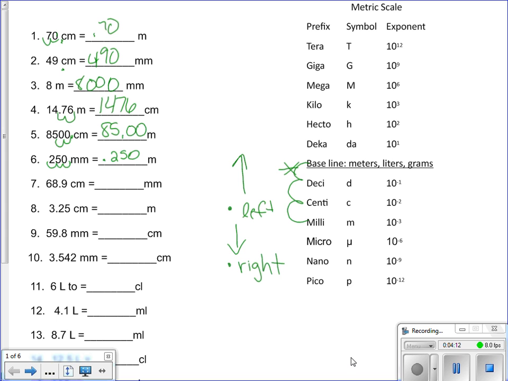Number 7, we're going from centimeters to millimeters. So we're going down 1 time. We move our decimal 1 time to the right. So that gives us 689. Number 8, we're going from centimeters to meters. So we're going up 2 steps. If we go up, we move our decimal to the left. So 1, 2. So we have to put 0.0325.